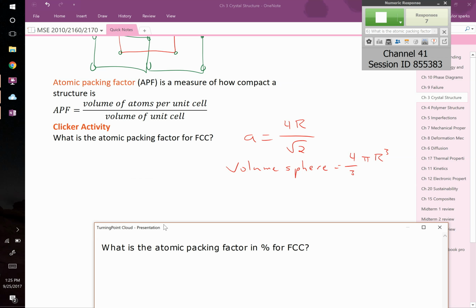Remember the volume of the cube, you know how to calculate the volume of a cube. It's just that side length. And you know how to write the side length in terms of r. So your r's are all going to cancel out and you'll just get a number. If you need help, feel free to raise your hand. We've got some TAs.